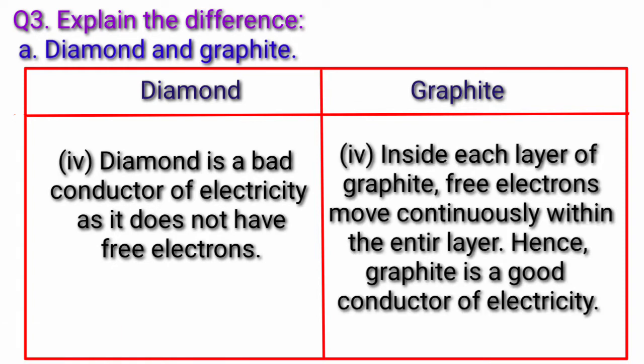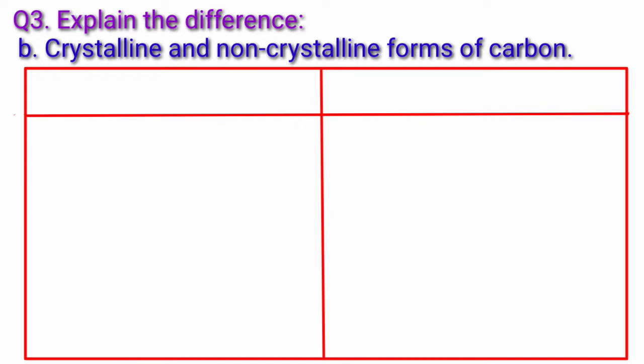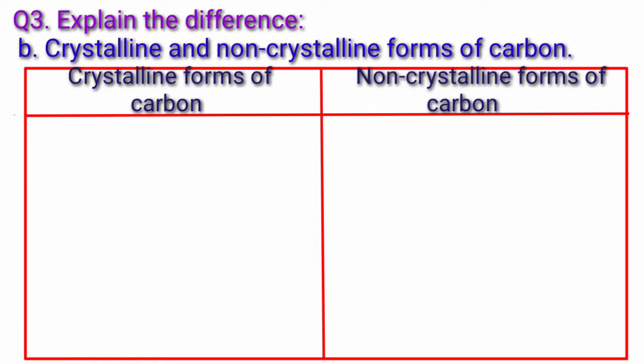Inside each layer of graphite, free electrons move continuously within the entire layer. Hence, graphite is a good conductor of electricity. Question B. Crystalline and non-crystalline forms of carbon. Answer. The differences between crystalline forms of carbon and non-crystalline forms of carbon are: 1.